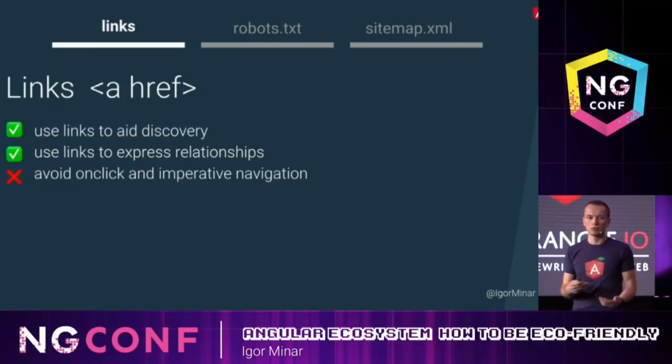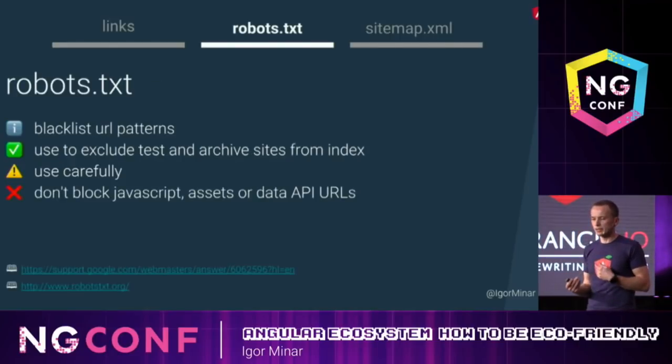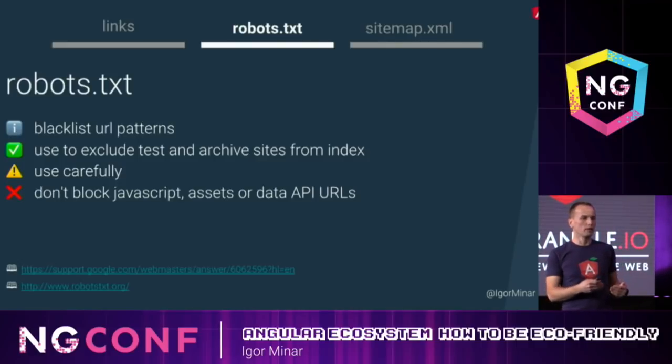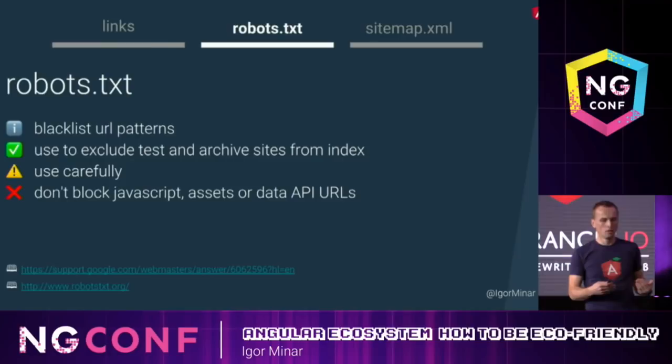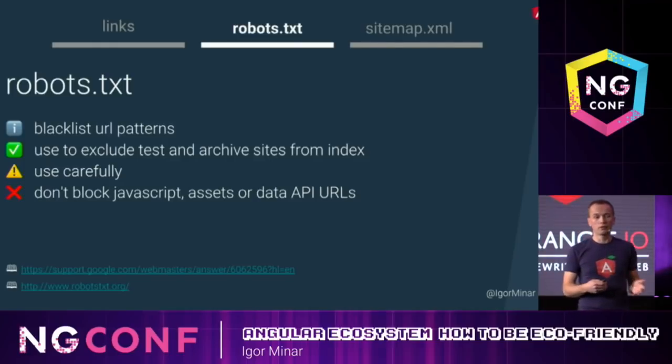And the crawlers are not going to go around and click around your site to just trigger random JavaScript to render content. The next thing you have at your disposal is robots.txt. This is a way to blacklist certain URLs in your application. I suggest that you use it primarily to exclude staging sites, testing sites, archival sites, things that duplicate your main content that you don't want to be indexed. Use it very carefully, because if you get this wrong, you might drop out of the search index completely from all the crawlers.